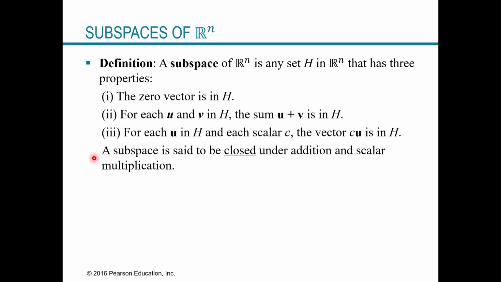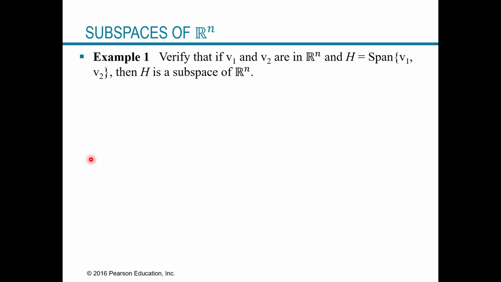All right, so here's our example. Verify that if v1 and v2 are vectors in Rn, and H, our set, equals the span of those two vectors, then H, by definition, is a subspace of Rn. Real quick, let me remind you, the span of vectors is all the linear combinations of those vectors. In this case, it's two vectors because we're only talking about v1 and v2. So we're going to verify all three of our properties.